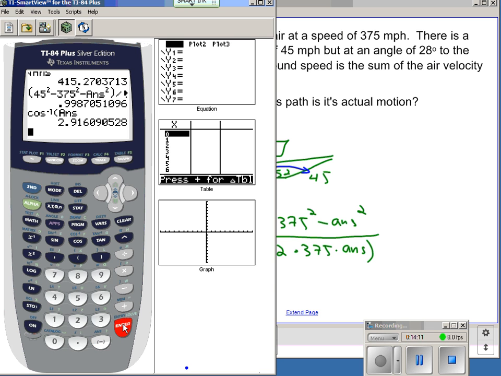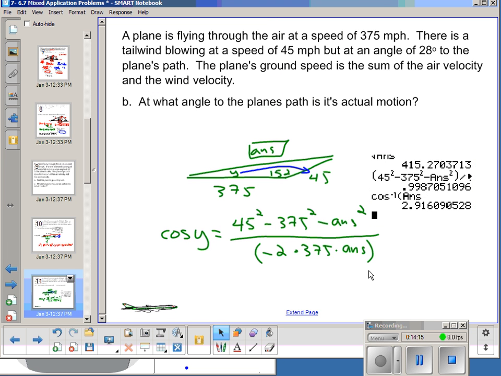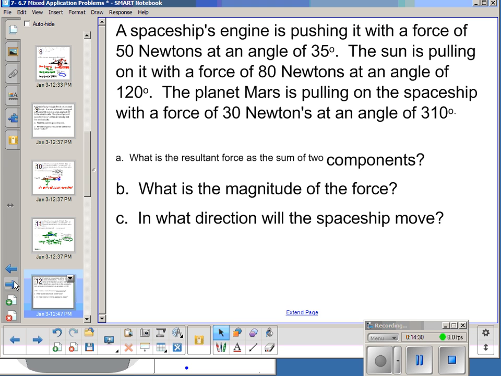And what I love about inverse cosine in triangles is that you never have to worry that there is a different answer. So there is my answer for part B, 2.916. So the effect of the wind is to push it 2.916 degrees off of the course it is intending to fly. Okay, let's look at one last problem.